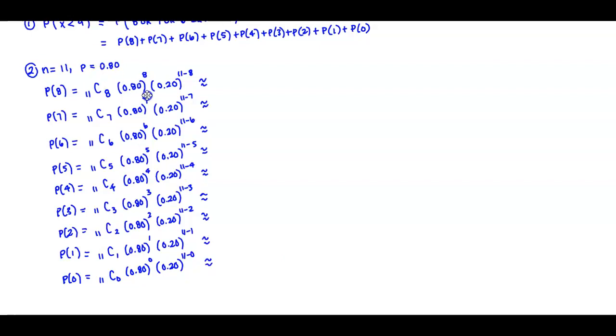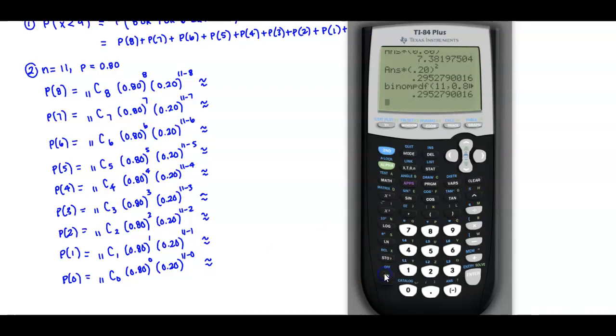Okay, so let's go ahead and do the first one. So we have 8, and then probability, and then combination. Sorry, let me repeat that. That'll be 11 math probability combination, since n is first, and then 8, and then equals.